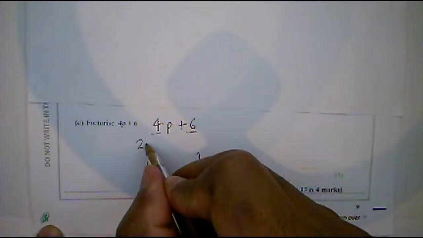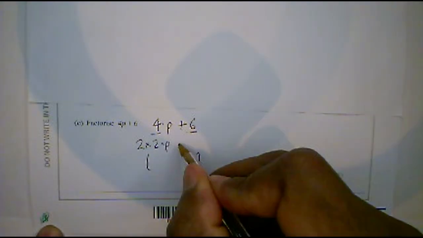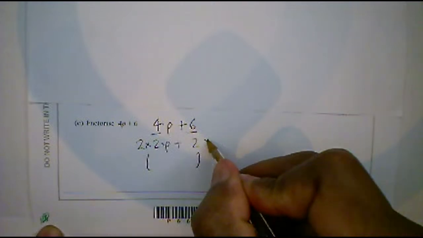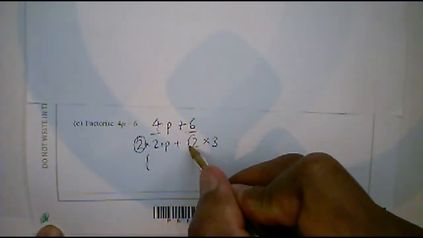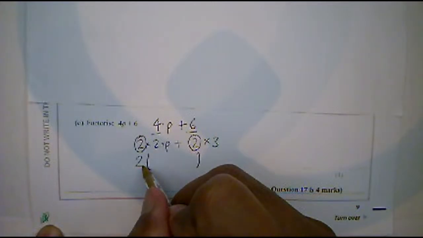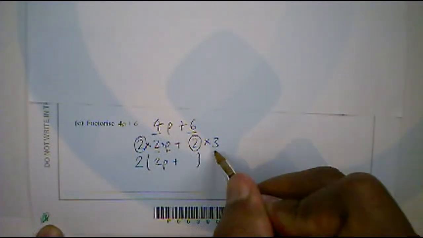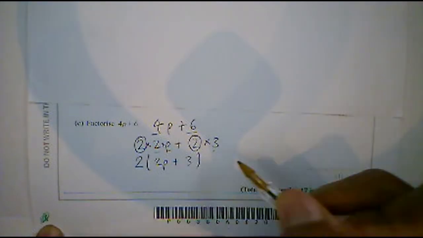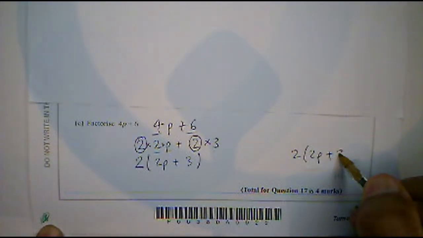So I'm going to do 2 times 2 times p, and I'm going to have 2 times 3. So I can see I've got a 2 here and a 2 there, so I can take that 2 out, and I'm going to be left with 2p plus 3. So that is my final answer, 2 bracket 2p plus 3.